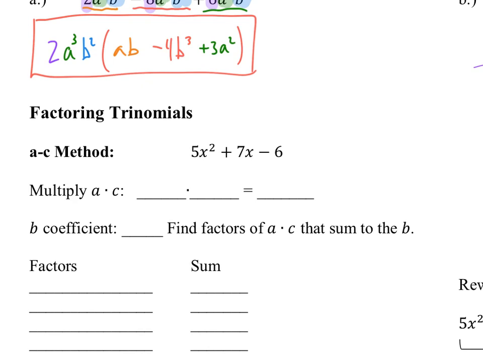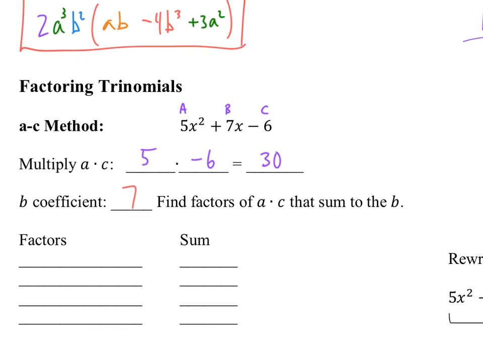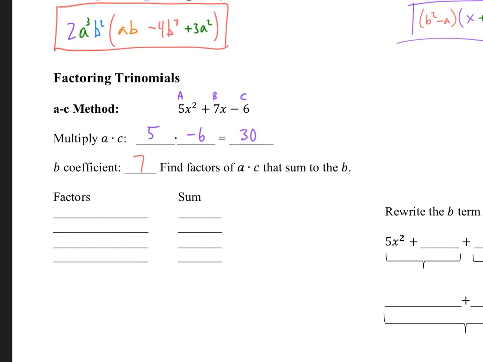And the AC method is all about taking that A value, which is 5, and your C value, which in this case would be negative 6. So 5 times negative 6, which gives us negative 30, and comparing that to our B value, which in this case is 7. Okay, so remember, it's not 5x squared or 7x, it's just the numbers we're looking at here. And we want to find factors of AC, so factors of negative 30, that sum to B. So I want to find factors of negative 30 that sum to 7.